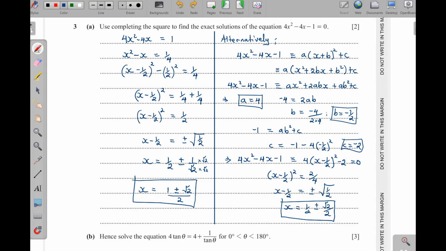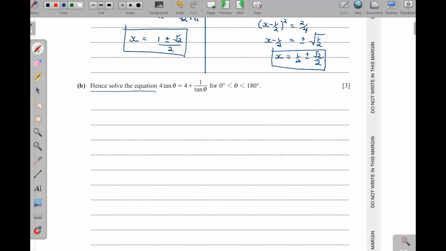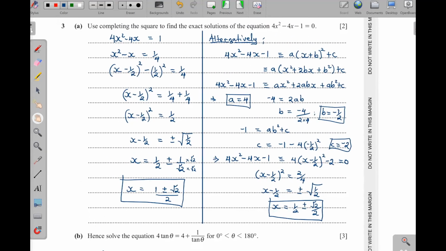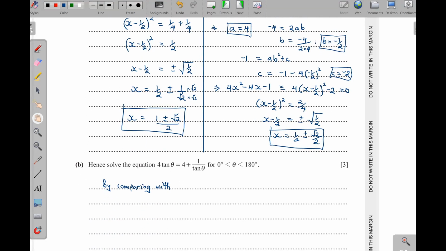So use a method that is simpler for you. Next, part B, hence solve the equation, this one here. Okay, now by comparing with this equation here, 4x squared minus 4x. So I need to first multiply all through.